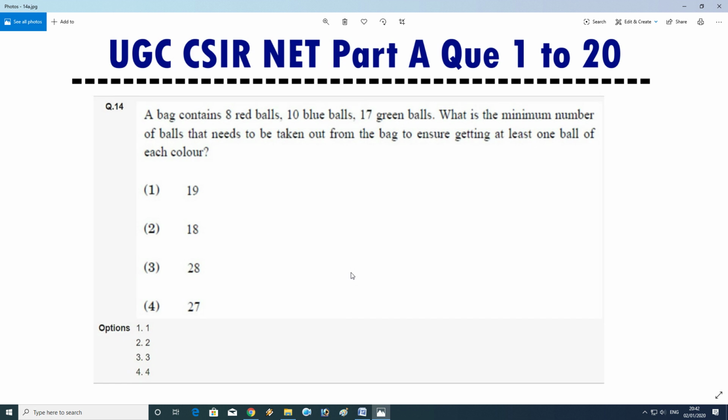Question number 14: A bag contains 8 red balls, 10 blue balls, 17 green balls. What is the minimum number of balls that needs to be taken out from the bag to ensure getting at least one ball of each color? Let's see the answer. The answer is 3, that is 28.